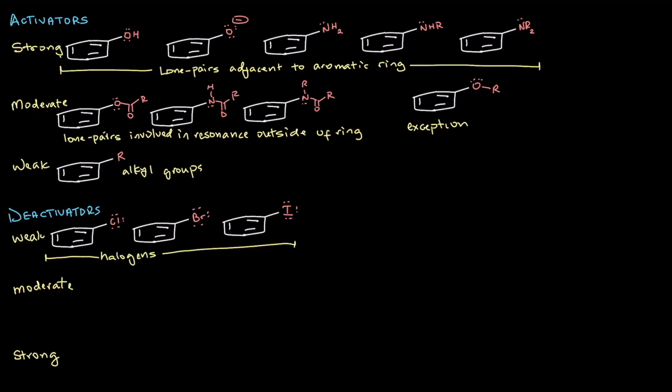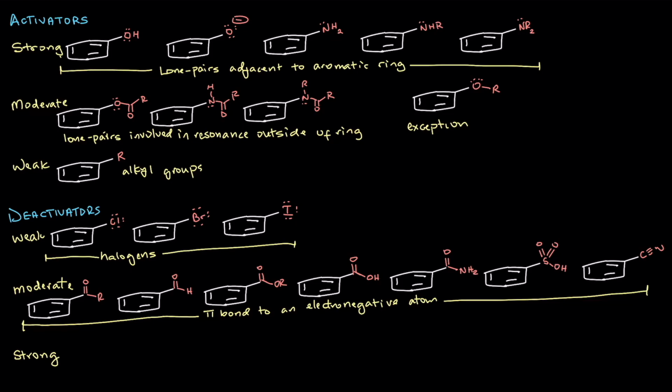Okay, so now we get to the deactivating groups. So as we've just mentioned in the previous section, your halides are deactivating groups. They're fairly weak as deactivating groups, however, and that's because the chlorine, bromine, and iodine can still donate electron density through resonance. It just happens that the induction tends to override the resonance in these particular cases.